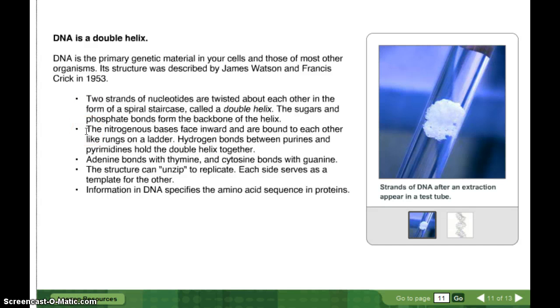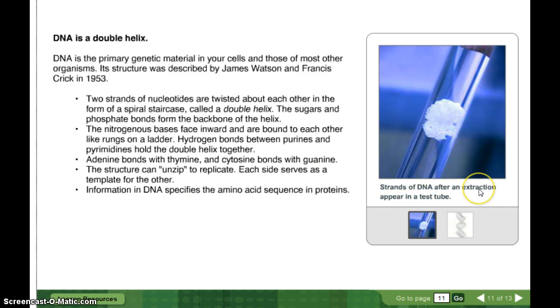The nitrogenous bases face inward and are bound to each other like rungs on a ladder. Hydrogen bonds between purines and pyrimidines hold the double helix together. So again, the hydrogen bonds is when you have that hydrogen that's partially positive, and usually it's attracted to an oxygen, and it's because the oxygen is partially negative. Adenine binds with thymine, and cytosine bonds with guanine. The structure can unzip to replicate. Each side serves as a template for another. Information in DNA specifies the amino acid sequence in proteins, so they're related.